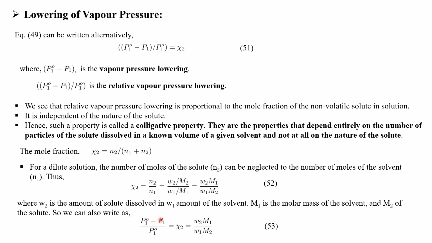So we can also write P1 naught minus P1 by P1 naught gives you x2. Now x2 we got as W2 M1 by W1 M2. So we arrive at this expression.